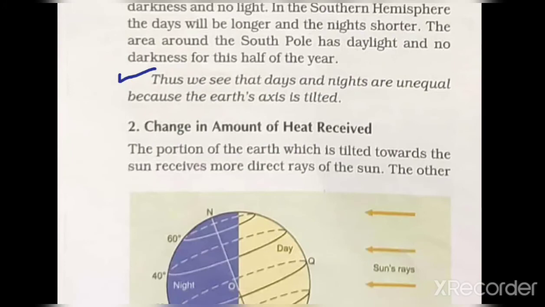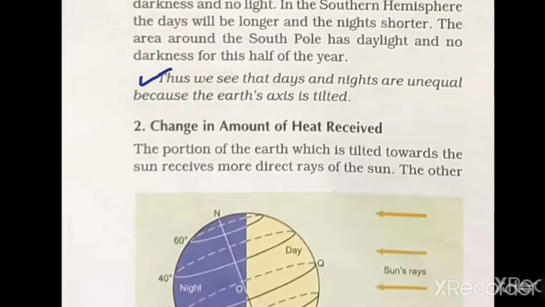Thus, we see that days and nights are unequal, because the Earth's axis is tilted. Because Earth's axis is not straight, the days and nights are not equal. ठीक है, हर एक कंट्री या हर एक रीजन पे हर एक पार्ट के लिए डे और नाइट इक्वल नहीं है। Other things, other consequences and effects, we will study in the next chapter and in the next lecture.